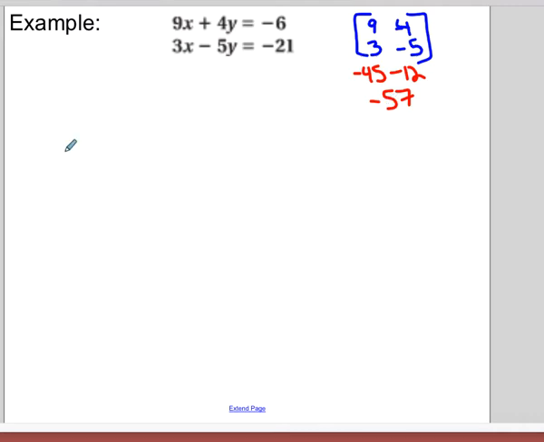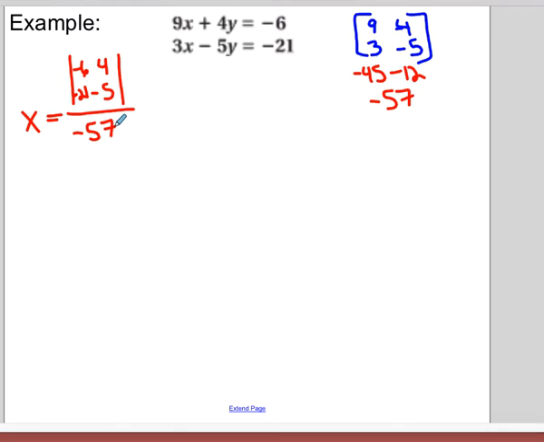Okay, so the x-coordinate. Again, I'm finding the solution to these equations, so my answer is going to be a coordinate. If I want to know what the x-coordinate is, it is the determinant of, kind of like the coefficient matrix, the y's are going to stay the same. It's going to be 4 and -5, but I'm replacing the x coefficients, 9 and 3, with these two numbers here, -6 and -21. And then I divide that by the determinant of my coefficient matrix, which was the -57, right?